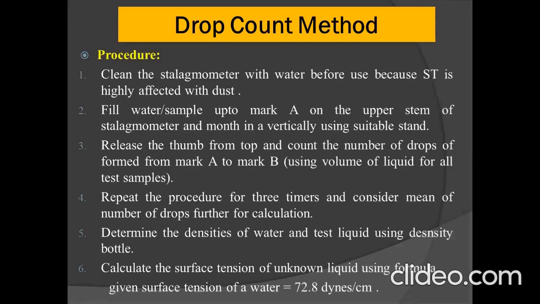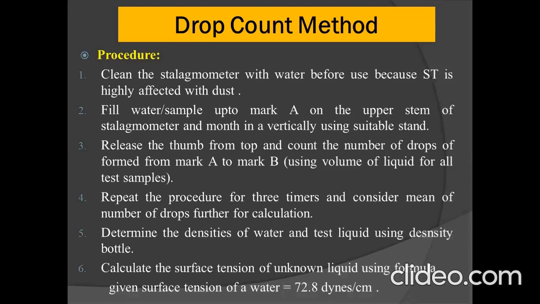So now we will see what is the procedure for the drop count method. First, you have to clean the stalagmometer with water before use because the surface tension is highly affected by dust. Second, fill the water or a sample up to the mark A on the upper stem of the stalagmometer and mount it vertically using a suitable stand. Then release the thumb from the top and count the number of drops formed from mark A to B using the same volume of liquid for all the test samples.